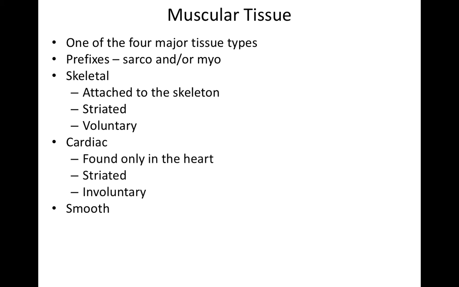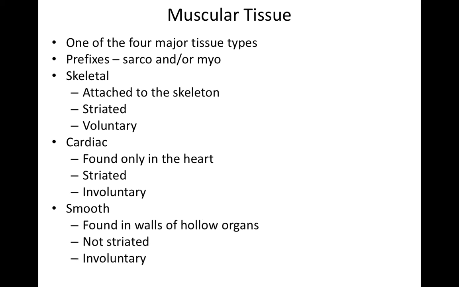Cardiac is found only in the heart. It is also striated, but it is involuntary, so it is not under your conscious control. And then smooth is found in the walls of all of your hollow organs, so the entire gut, running down the posterior side of your trachea, lining all of your blood vessels. So any of your hollow organs are going to have smooth muscle associated with them.